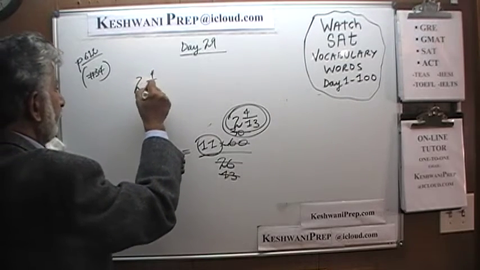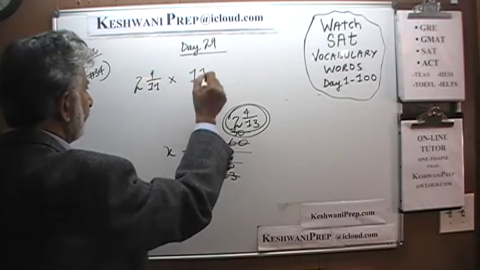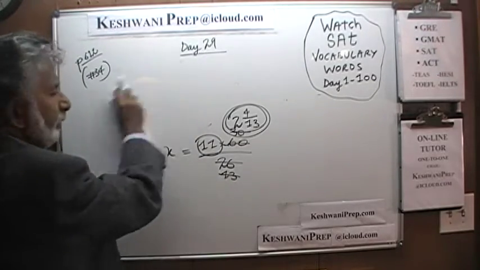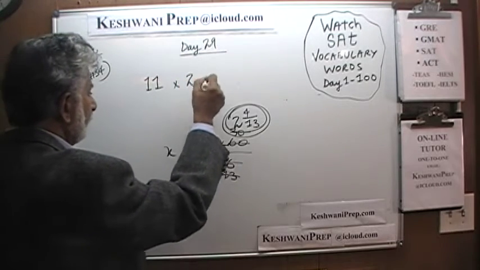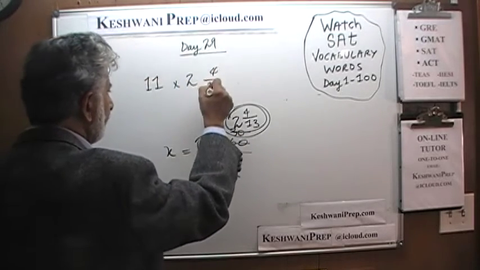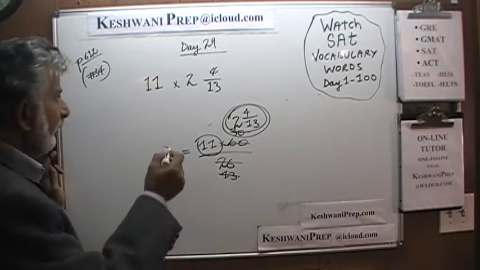And 4/13 times 11, or if you prefer, if it makes it easier, 11 times 2 and 4/13. I think it might be easier for you to understand what's going on. Let's see what happens. Okay, pay attention.